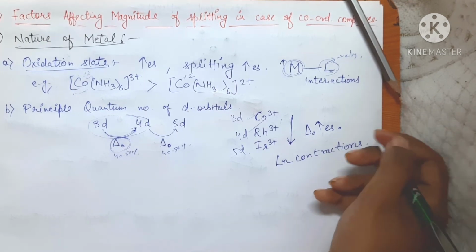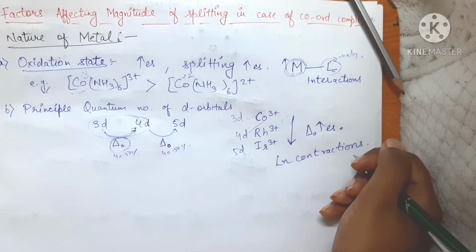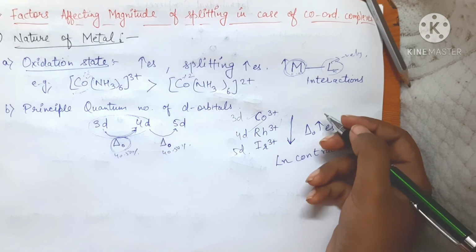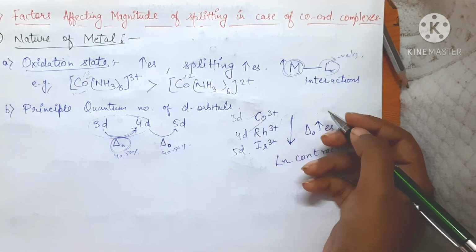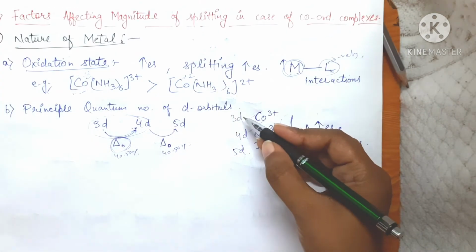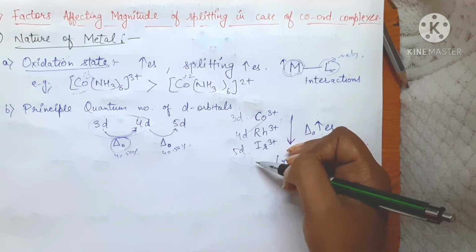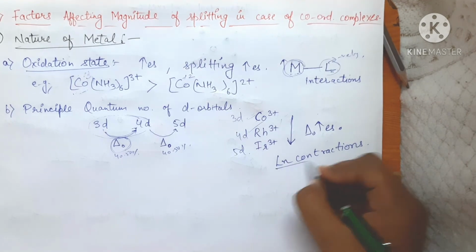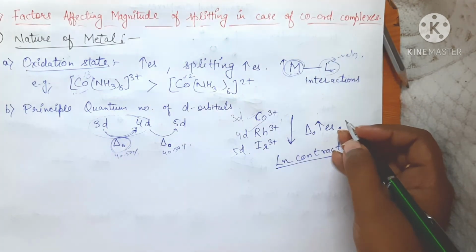Now what happens because of lanthanoid contraction? The size does not increase as much, effectively, as the charge, thereby increasing the Z effective. So from moving 3d to 4d and 4d to 5d, Δo increases. I hope this is clear. You will be knowing about the lanthanoid contractions.